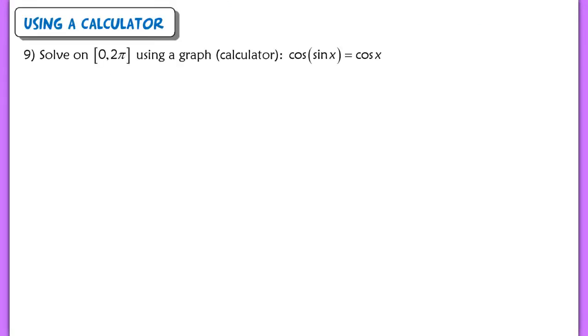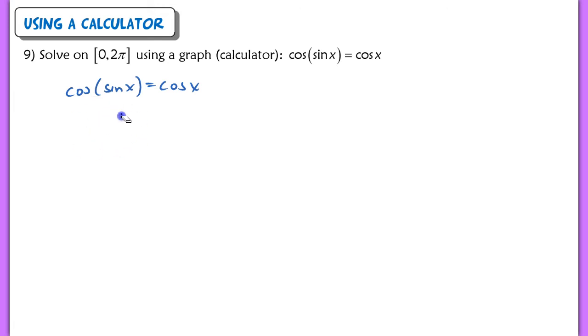Okay, in the last problem here, we're going to be using a calculator. We're going to solve the equation, the cosine of the sine of x equaling the cosine of x. So be careful, this is not saying the cosine of x times the sine of x. Sine of x is actually the input for cosine of x, so make sure you don't confuse that with this.